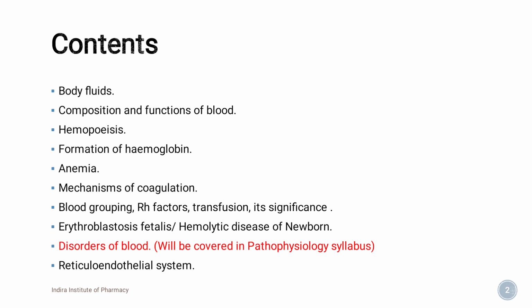So now we'll see what are the subtopics that we'll have to cover in the body fluids. So contents are body fluids, then we have compositions of the body fluid and functions of blood, which is one of the very important topics. Then we have hemopoiesis, formation of hemoglobin. Then in short we'll have to study about anemia. In brief, you all are going to study about the anemia in your next semester. Then we have a mechanism of coagulation.